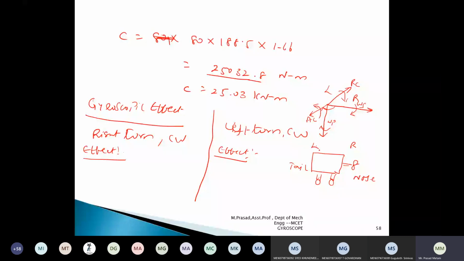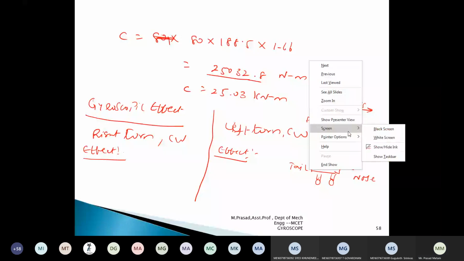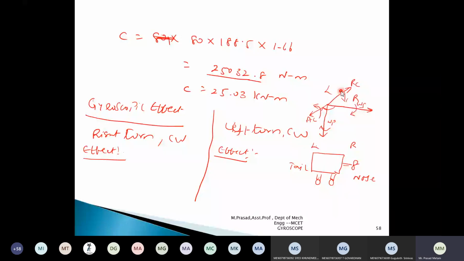Yeah, dear students, let us continue our class as usual. So now we are trying to find out the gyroscopic effect for the aeroplane in clockwise motion taking left turn. So here you can see for clockwise motion taking left turn, how the reactive couple is moving. Reactive couple is moving from left side to right side. Let us draw the same thing.